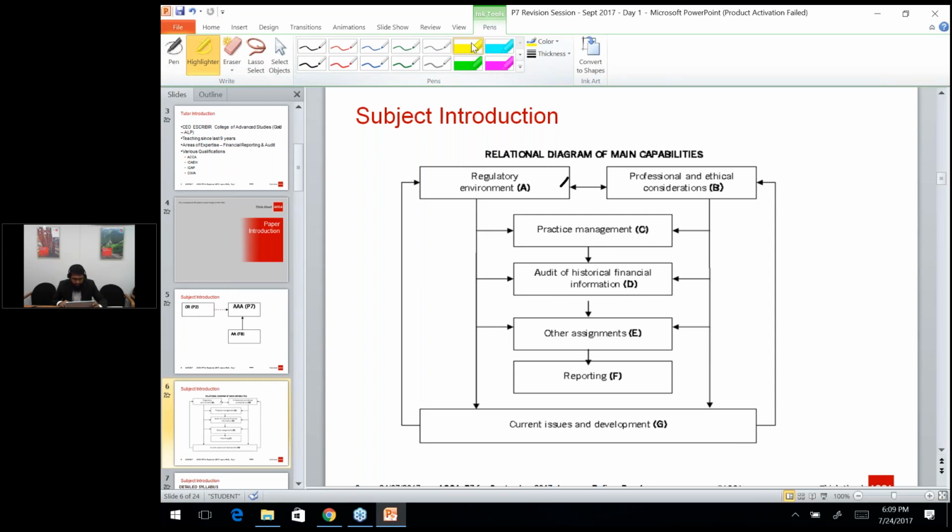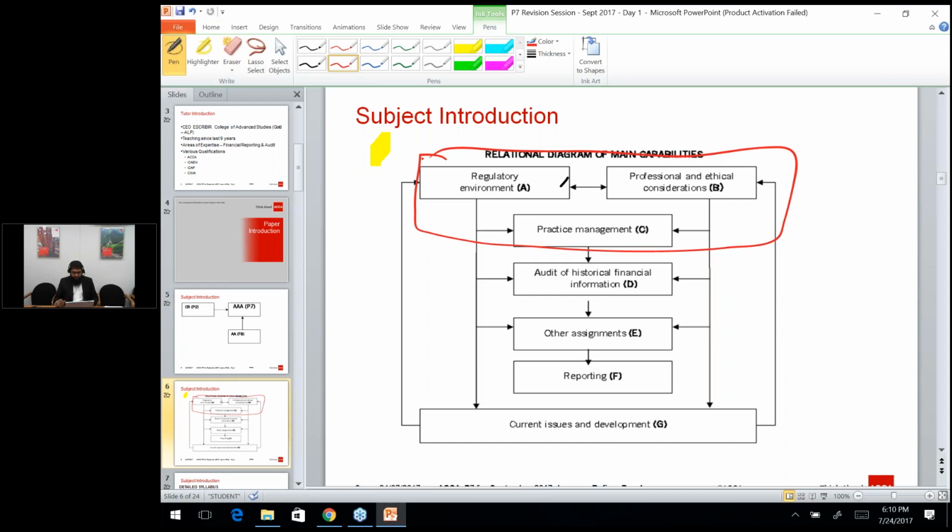You could see that there are these 3 sections: the regulatory environment, which is section A, then the professional and ethical consideration, which is section B, and then practice management, which is section C. When we talk about P7, these 3 sections are usually examined in tandem. They are examined together. You come across exam questions where there is not much segregation that you could say this question pertains to section A, or section B, or section C. It's usually a mixture of A, B, and C in one question.